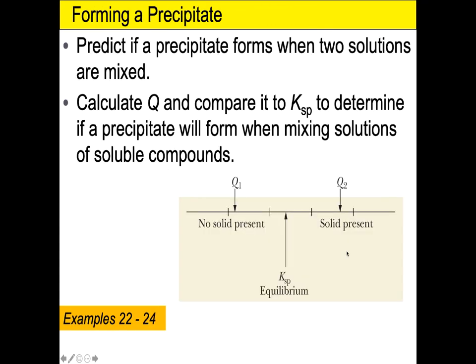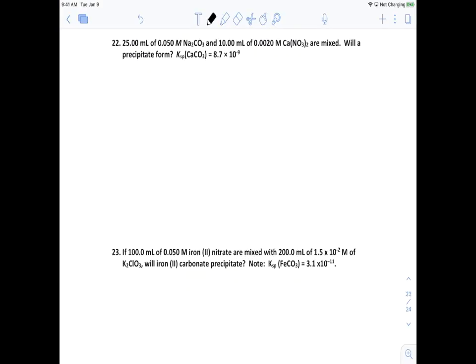The other place that we're going to use this Q factor is by calculating the concentrations of the solubility product and seeing whether it's larger or smaller than the fixed KSP. If Q comes out larger, you will have a solid present, meaning a precipitate will form. If Q is less than KSP, then a precipitate won't form.